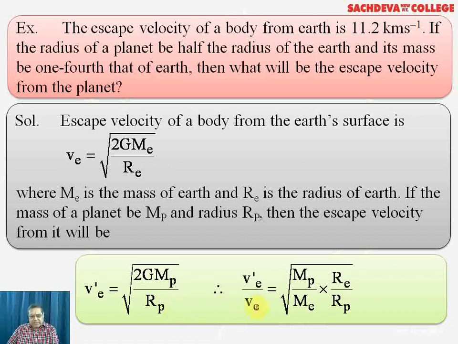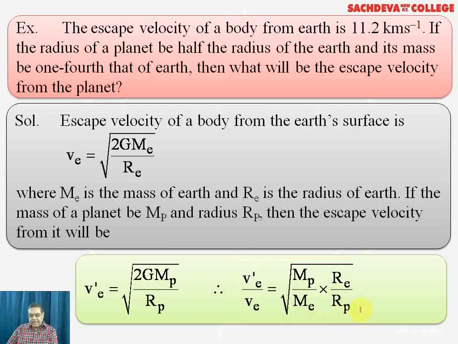When we write, we are finding escape velocity at another planet. So we will put those values which are given in the question, and we find the ratio. That is V dash E over VE, and then VE dash over VE we compute from the two equations, and that will become MP over ME multiplied by RE over RP.